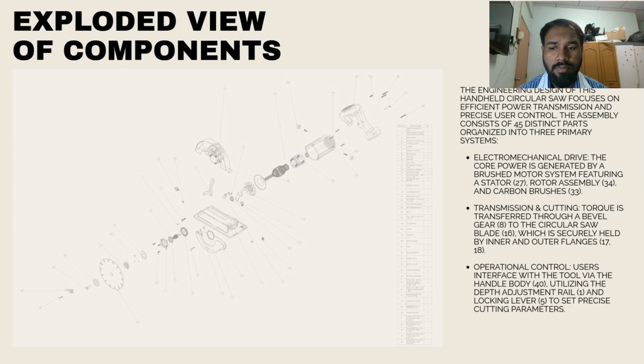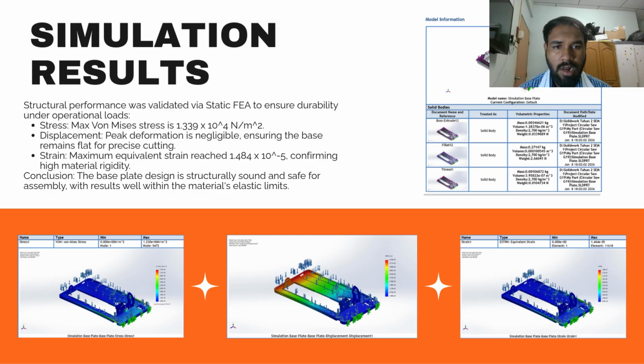Thank you. This slide shows the simulation result of the circular saw base using static finite element analysis to evaluate the structural performance. First, stress analysis was carried out. The maximum von Mises stress obtained is approximately 1.339 times 10 to the power of 4 newtons per square meter, which is very low compared to the material yield strength.